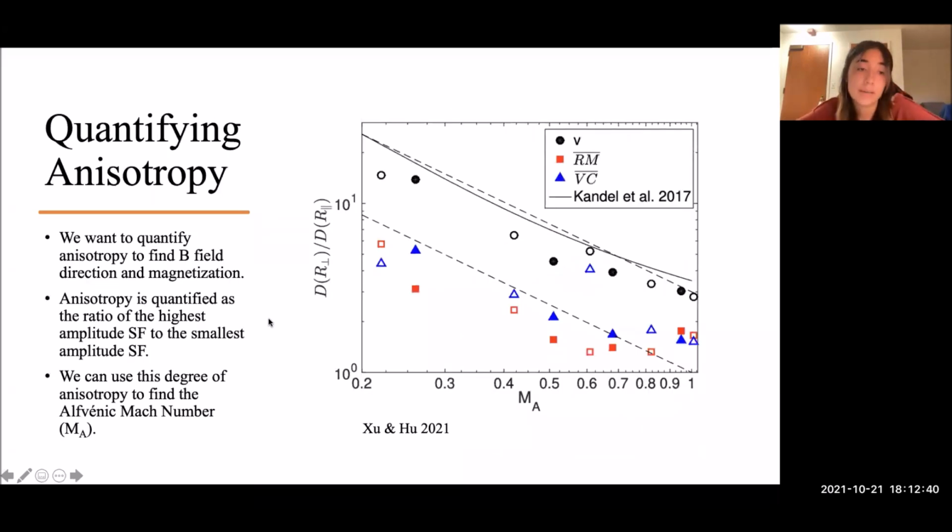Now on to quantifying anisotropy. We want to quantify anisotropy to find the B field direction and magnetization. We quantify anisotropy as the ratio of the highest amplitude structure function to the smallest amplitude structure function. On the slide before, they were both highlighted. Once we find this ratio, we can use this degree of anisotropy to find the Alfvénic Mach number. An example is this image. Once we know the ratio, we can look for the corresponding MA number.